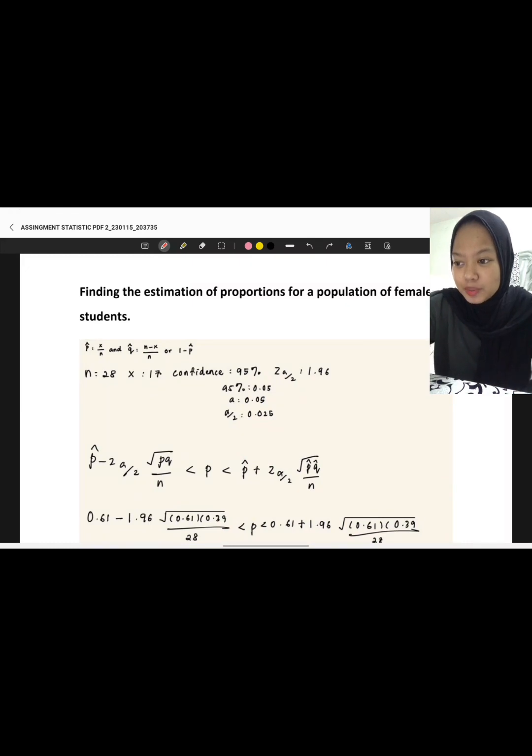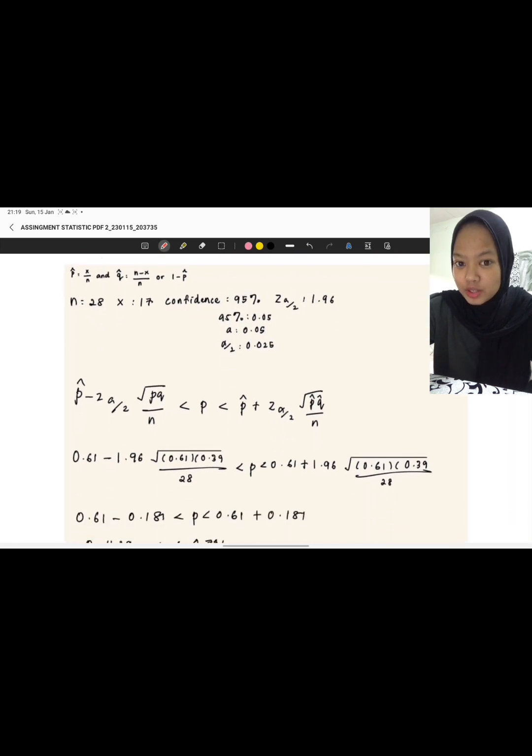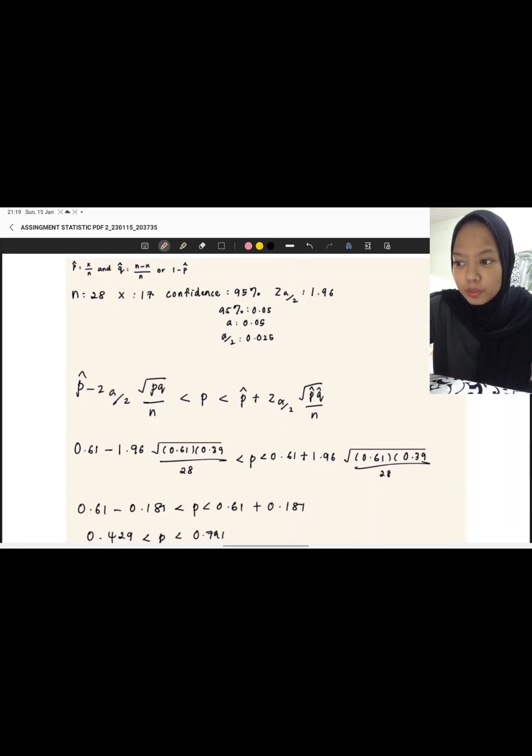So let's move on to the next part, which is the second objective. We need to find the estimation of proportion for a population of female students. We're going to use the formula p hat equals x over n and q hat equals n minus x over n, or 1 minus p hat. From the information given, we have n equals 28, x equals 17, and our confidence level is 95%. So our alpha will be 0.05, alpha over 2 is 0.025, and z alpha over 2 is 1.96.